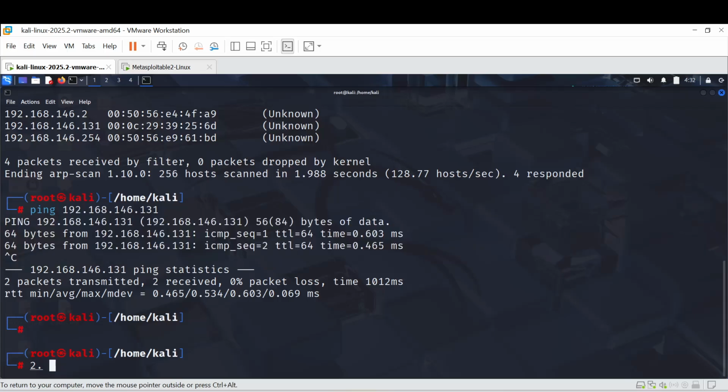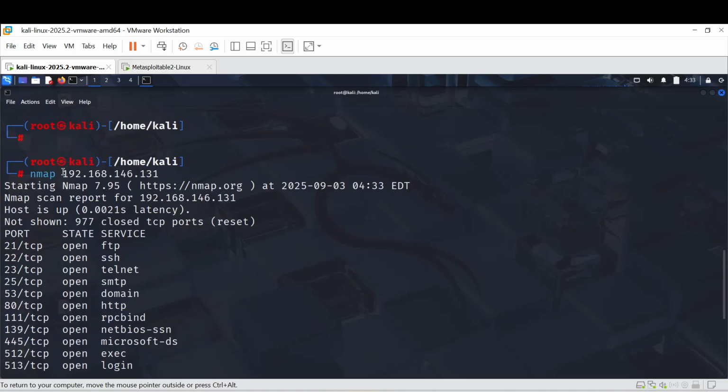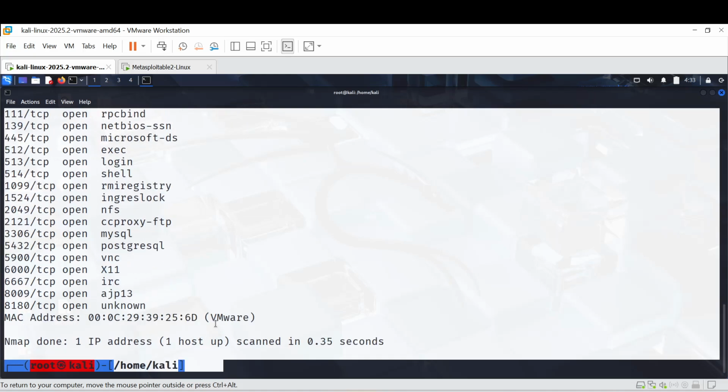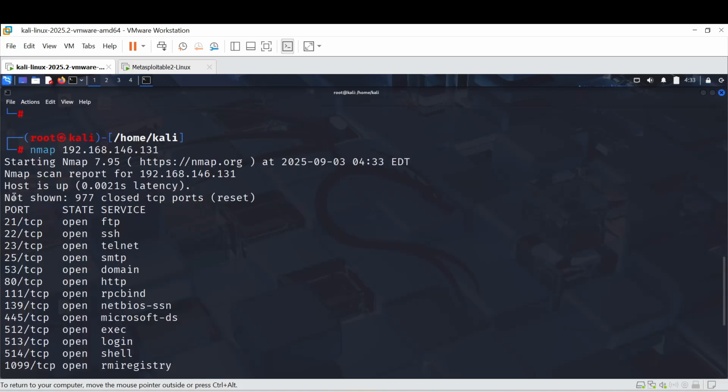So over here, I will be writing nmap and the target's IP address. By running it, it provides us the information that our target is reachable, as well as which ports are open. Over here, you will find that it says we have around 977 closed TCP ports.